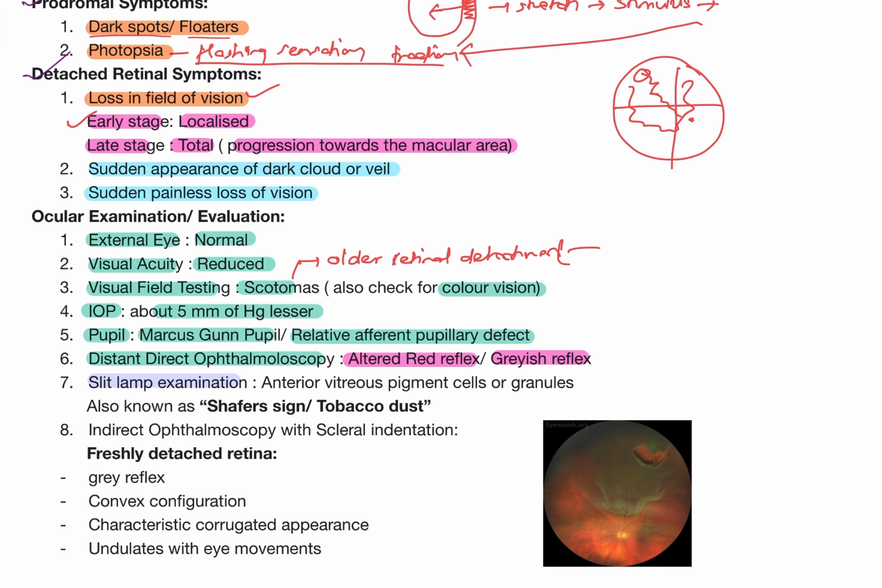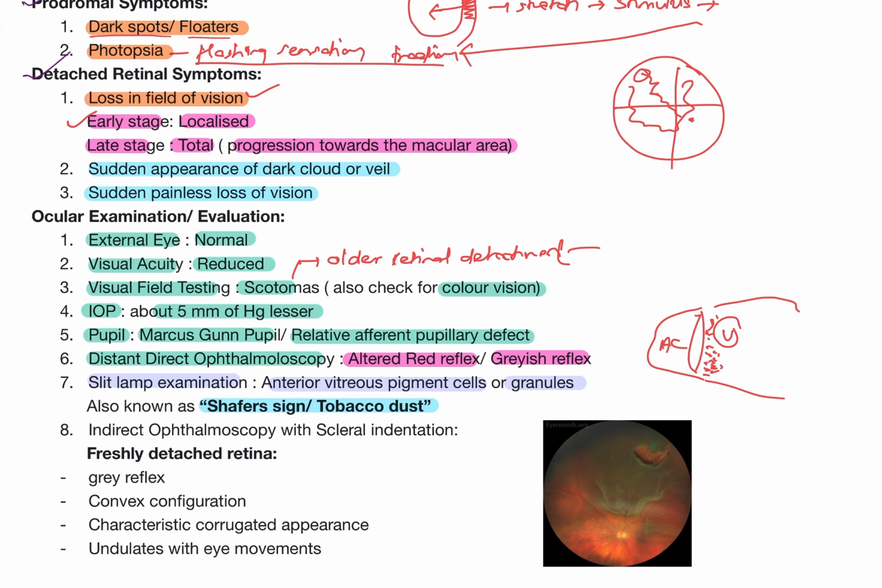And in slit lamp examination, what will you see? Anterior vitreous pigment cells or granules. You will not be seeing the anterior segment, but you will see the anterior part of your vitreous. If you see, this is the lens, this is the anterior chamber, this is your vitreous, right? So you'll see this particular area. You'll see some pigmented cells or granules. That particular thing is known as Schaffer's sign or tobacco dust, which is very important. It appears in the form of tobacco dust. That is why it is called tobacco dust.